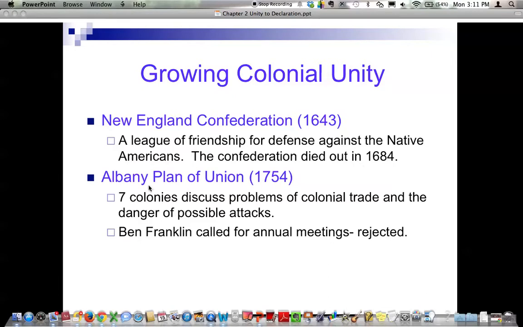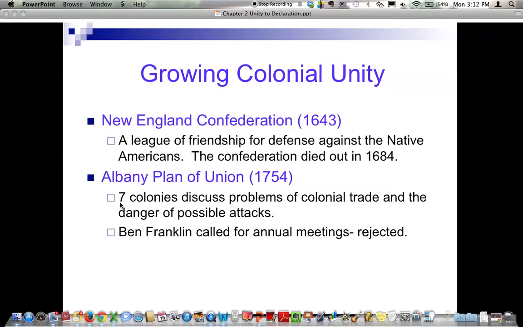The second step, the Albany Plan of Union. This was in 1754. Over 100 years later, this is where we're really going to start to see things pick up. In the 1750s, there was a new leader, King George III, who came to power. And a lot of these things, the French and Indian War, the Albany Plan of Union, all these events start to come together, and it's causing a more hostile environment in the colonies.